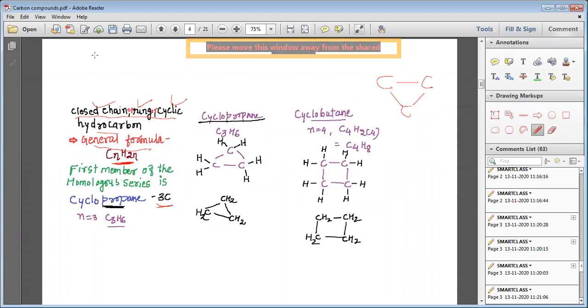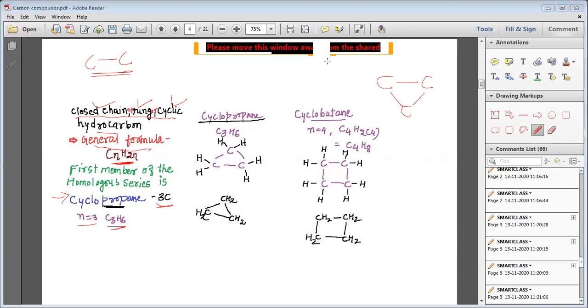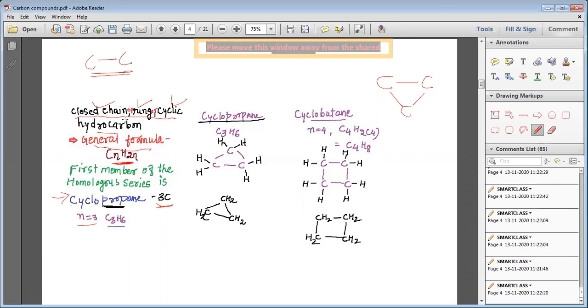So only 2 carbons cannot produce a ring, and that is why for the homologous series of the cyclic, closed chain or ring hydrocarbon, the first hydrocarbon must have 3 carbons. So here we have n equal to 3, and that is why we will have C3H6 as the product. So my dear students, we can easily understand that C3H6 is the first member of the closed chain or ring or cyclic hydrocarbon.